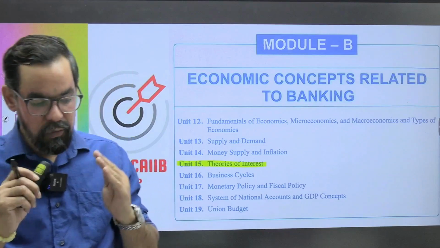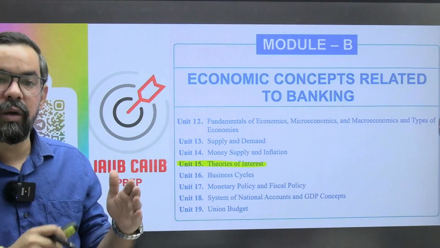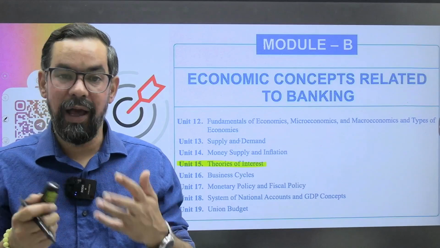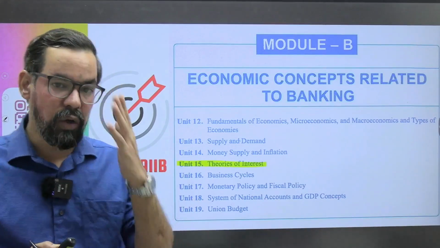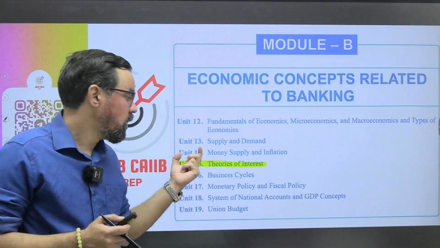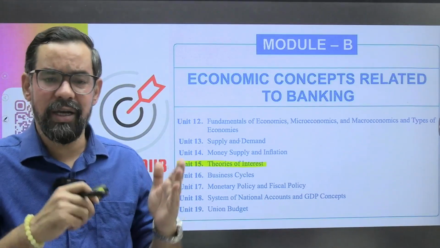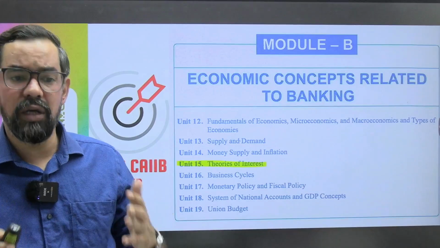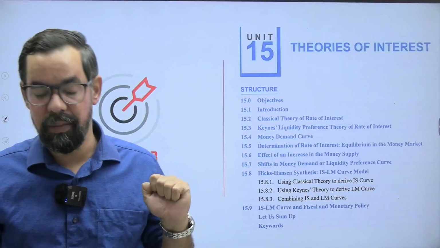If you have clarity about demand and supply, the law of demand, law of supply and equilibrium, only then will you be able to understand theories of interest. It is a completely linked topic, because the base of the theories of interest is generally driven from the law of demand and supply itself, right?